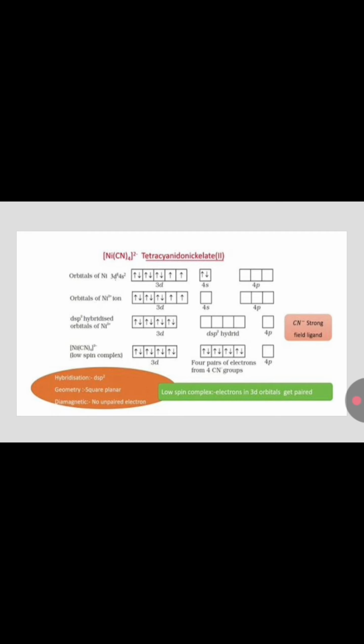Hybridization: dsp2. Geometry: square planar. Diamagnetic, number of unpaired electrons zero. Low spin complex, electrons in 3d orbitals get paired. CN- is a strong field ligand.